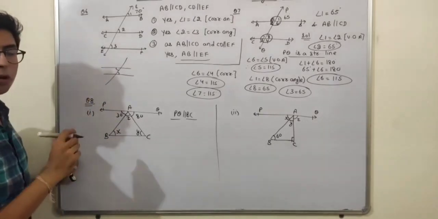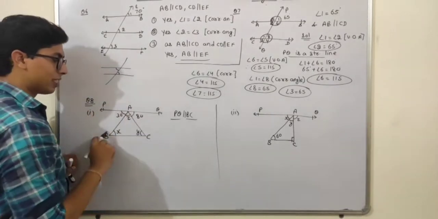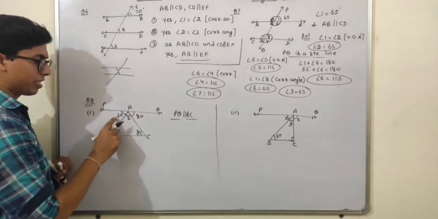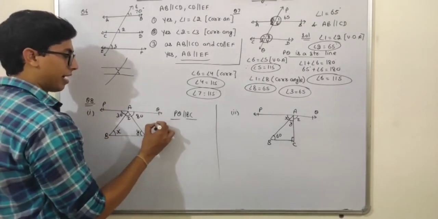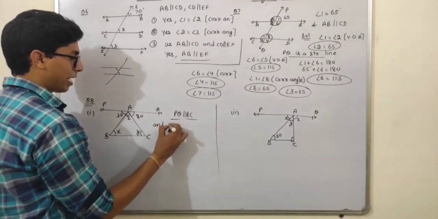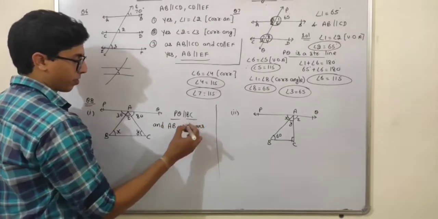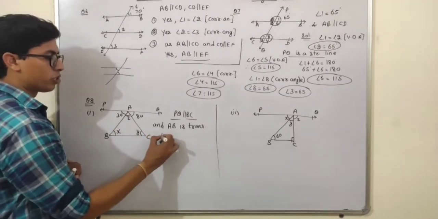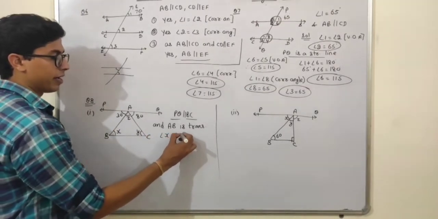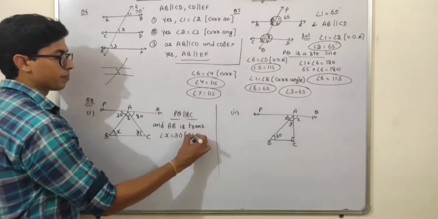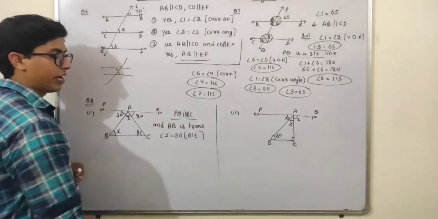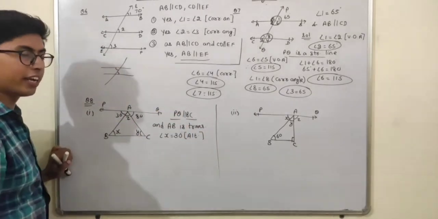These two angles are equal because of alternate angles. If these two lines are parallel and this is a transversal, then this angle is equal to this angle. And I can say this AB is a transversal. Therefore, angle X is equal to 30 degrees. And the reason is the alternate angle theorem. So angle X is 30 degrees now.